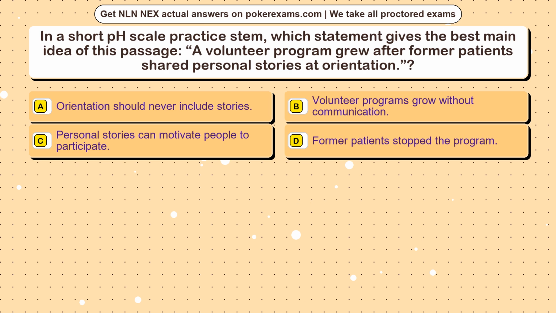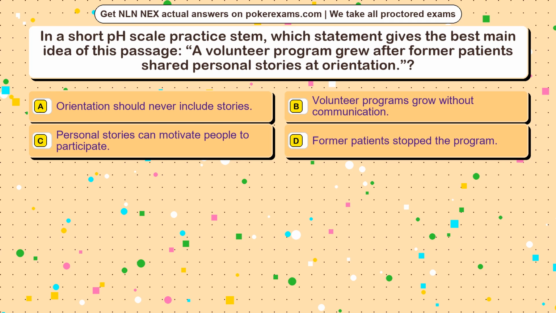Question 14. In a short pH scale practice STEM, which statement gives the best main idea of this passage? A volunteer program grew after former patients shared personal stories at orientation. Option A, orientation should never include stories. Option B, volunteer programs grow without communication. Option C, personal stories can motivate people to participate. Option D, former patients stopped the program.